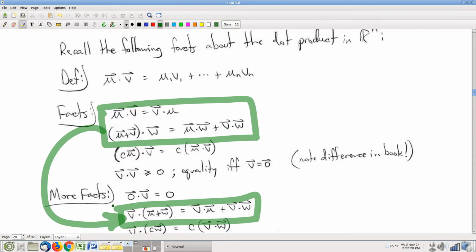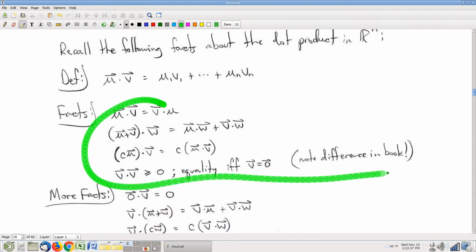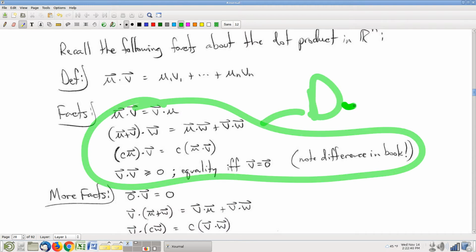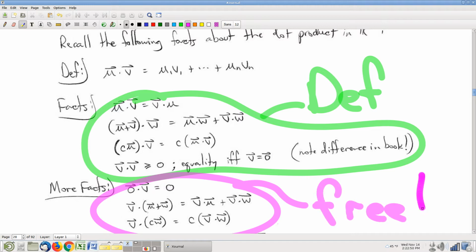Everybody on board? When you make a definition, you want to make your definition as lean as possible. You don't want your definition to require that you check stuff that you've already checked. That's just make work. So we keep our definition as lean as possible. These here make up our definition, and these here are free. Everybody on board with that? Any questions? Yes?